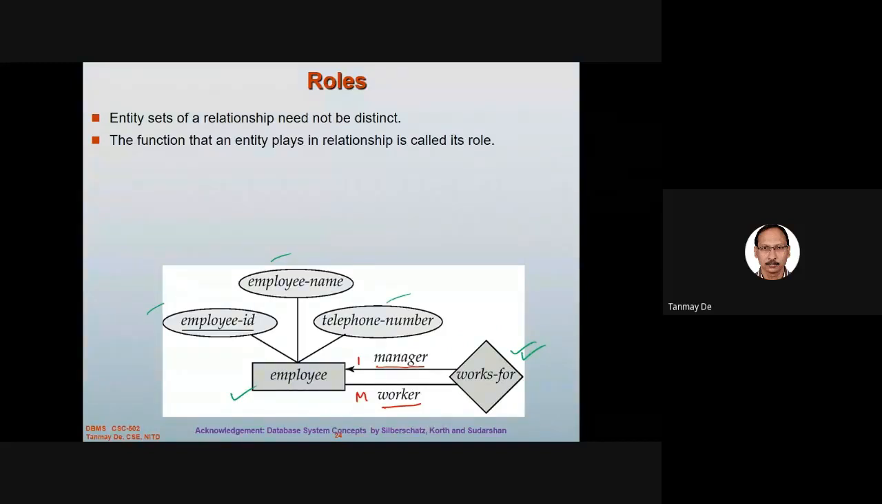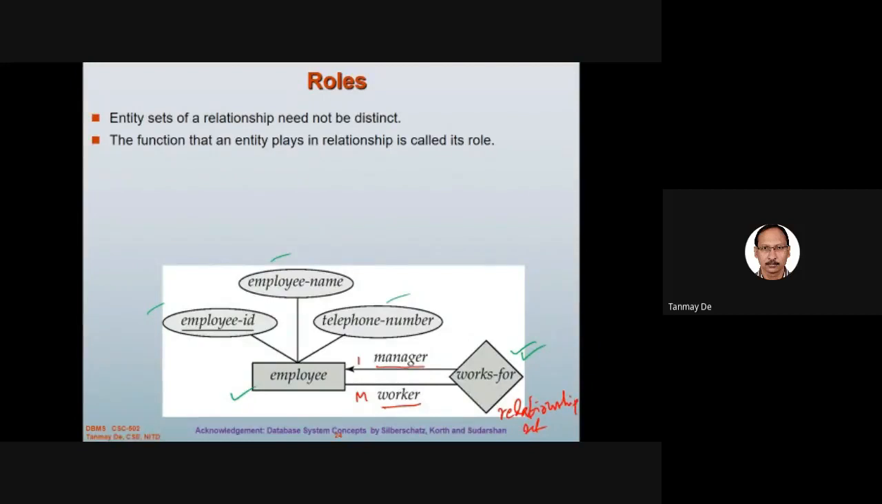So here in this example you can see the works-for, this is a relationship set, is it not? This works-for relationship set associates the same entity set, employee. In that case, the entity sets of a relationship set are not distinct. But here, some of the employees' role is the manager, some of the employees' role is the worker.